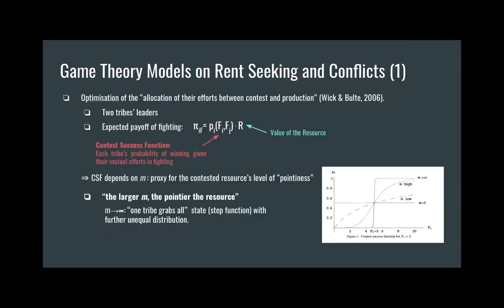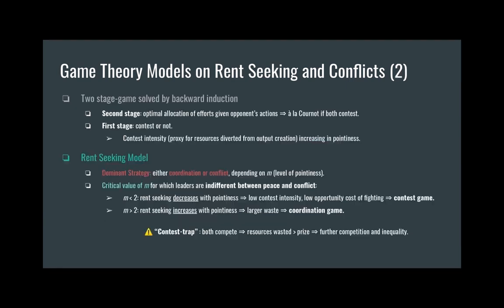To address this, two game theory models on rent-seeking and conflicts are developed. Economic agents have to optimize the allocation of their efforts between contest and production. Generally, this optimization is done by two tribe leaders. The expected payoff of fighting depends on the value of the resource and the contest success function, which is each tribe's probability of winning given their mutual efforts in fighting. This depends on the parameter M depicting the contested resource's level of pointiness. The larger M, the pointier the resource, and the closer the contest to a one-tribe-grabs-all situation. The game has two stages and is solved by backward induction.